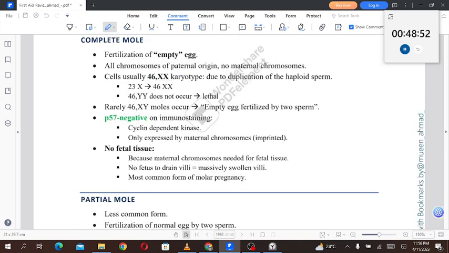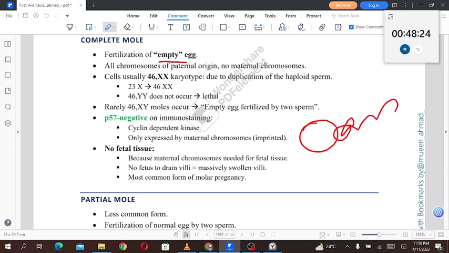Then we have complete mole and partial mole. So there are two types of hydatidiform mole: one is the complete mole and the other is the partial mole. Talking about the complete mole, it is fertilization of an empty egg. All chromosomes are of paternal origin and no maternal chromosome will be there. It is like we have an ovum that, for some reason, is anucleated and does not have the chromosomes. It has nothing inside. It is an empty egg, and then the sperm comes and fertilizes this empty egg.